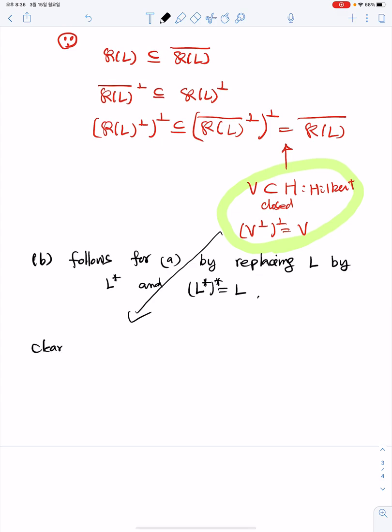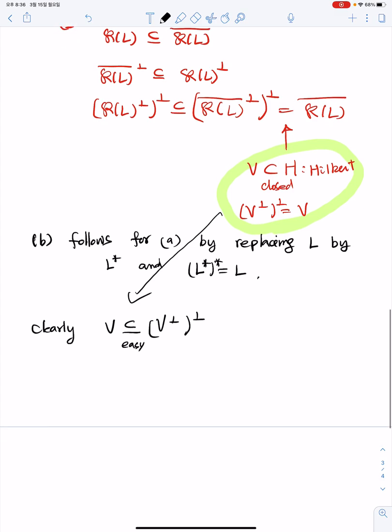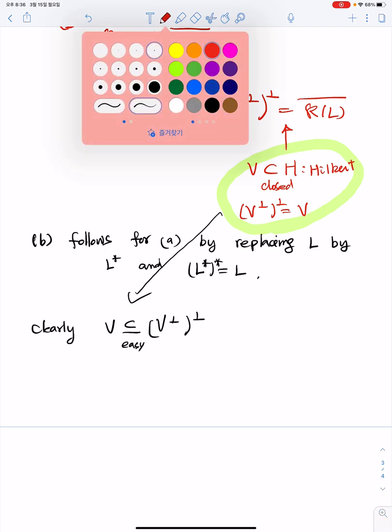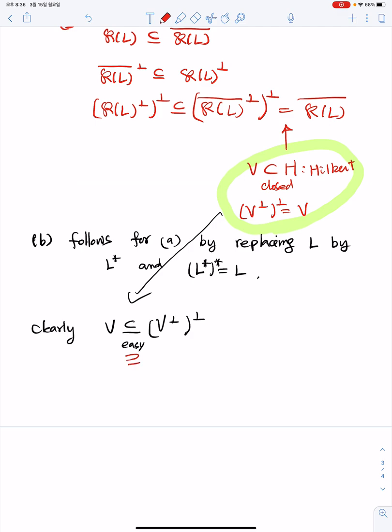Clearly, V is a subspace of V orthogonal to orthogonal. By definition of orthogonal, you can easily show this is true. Very easy to show each fact. And the other part, you only show the other way around.